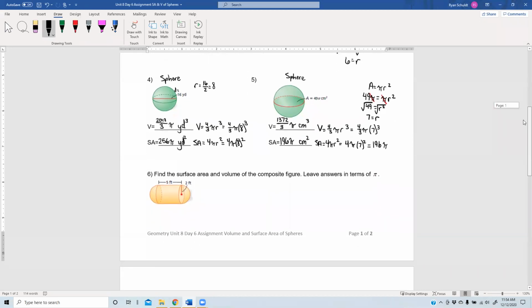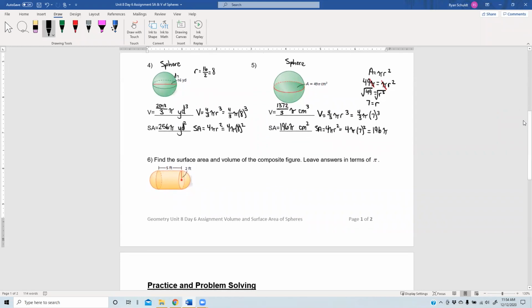Now, last one. They want us to find the surface area and volume. Notice they ask us to do both surface area and volume of the composite figure and leave our answer in terms of pi. So if we're looking at this, notice here that we have 2 halves of a sphere. If you put the 2 halves together, what do you get? You get a whole sphere. So together these make a whole sphere.